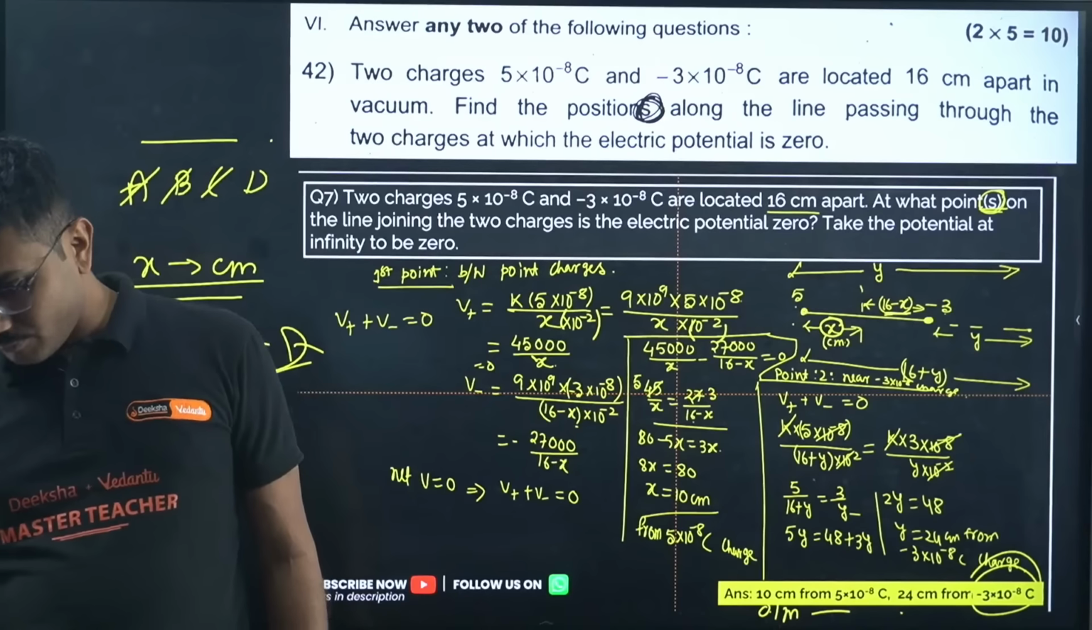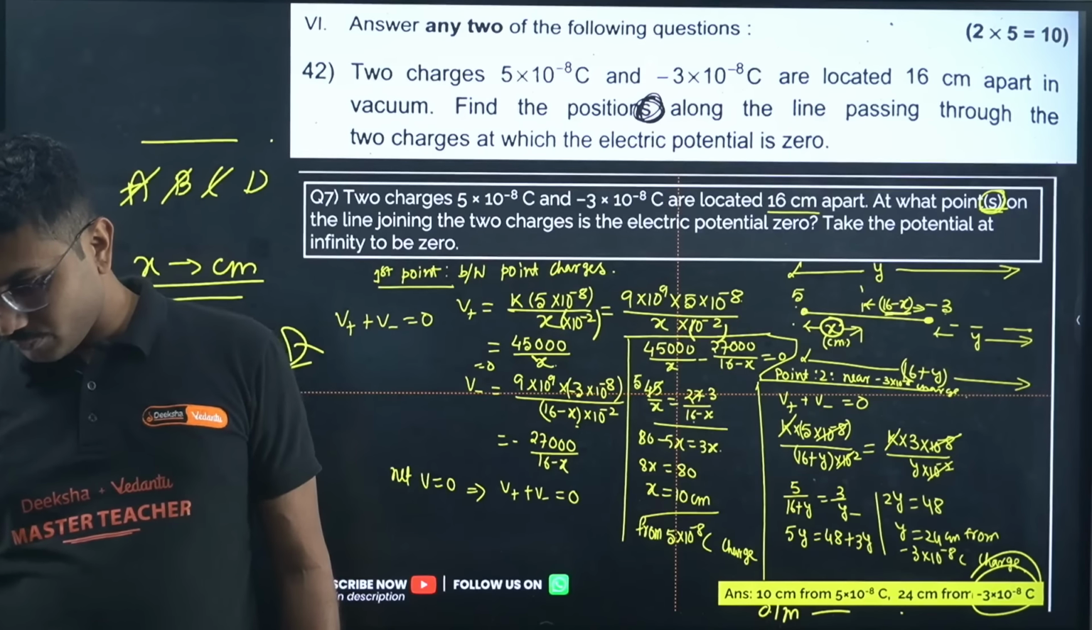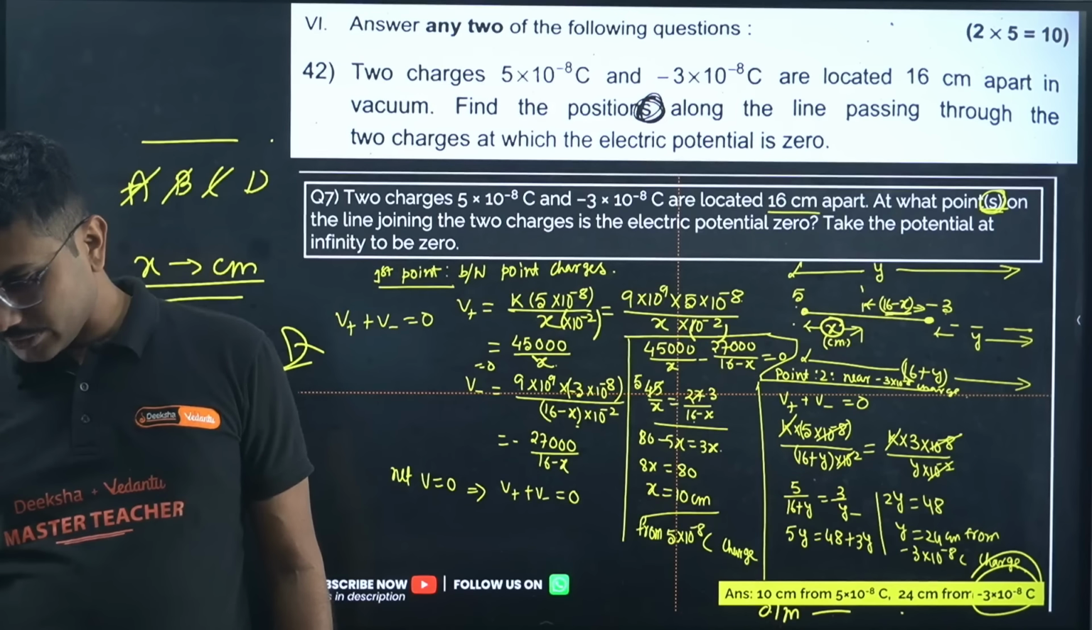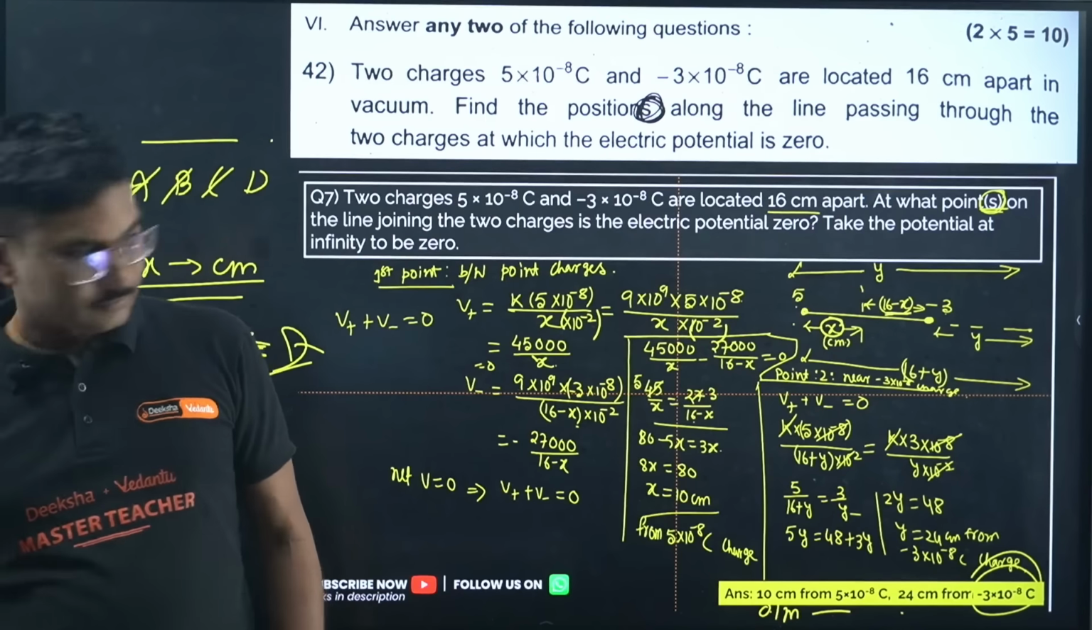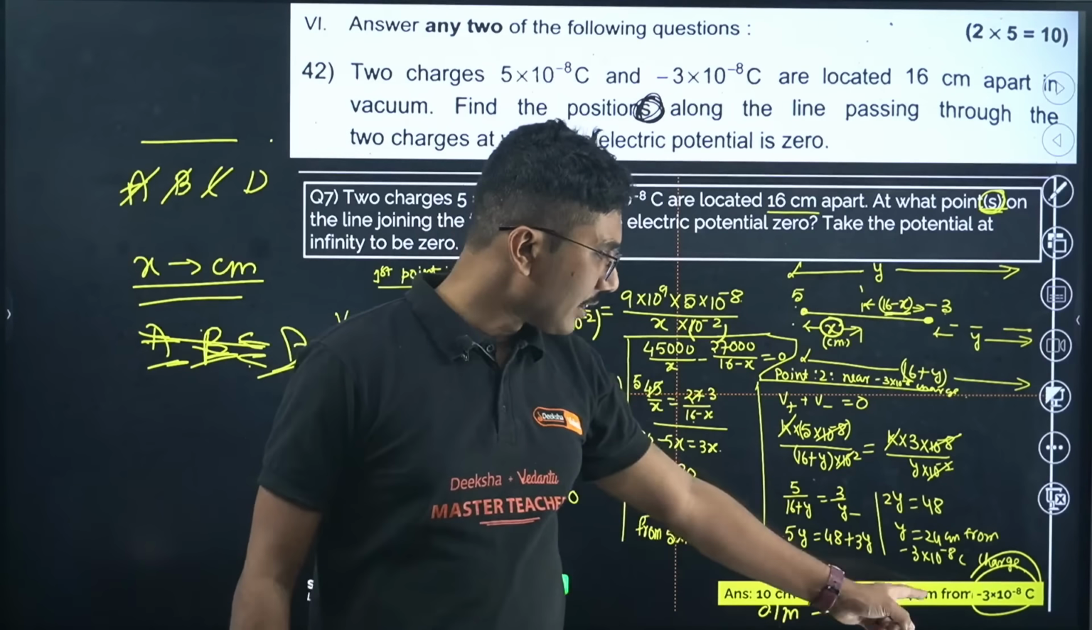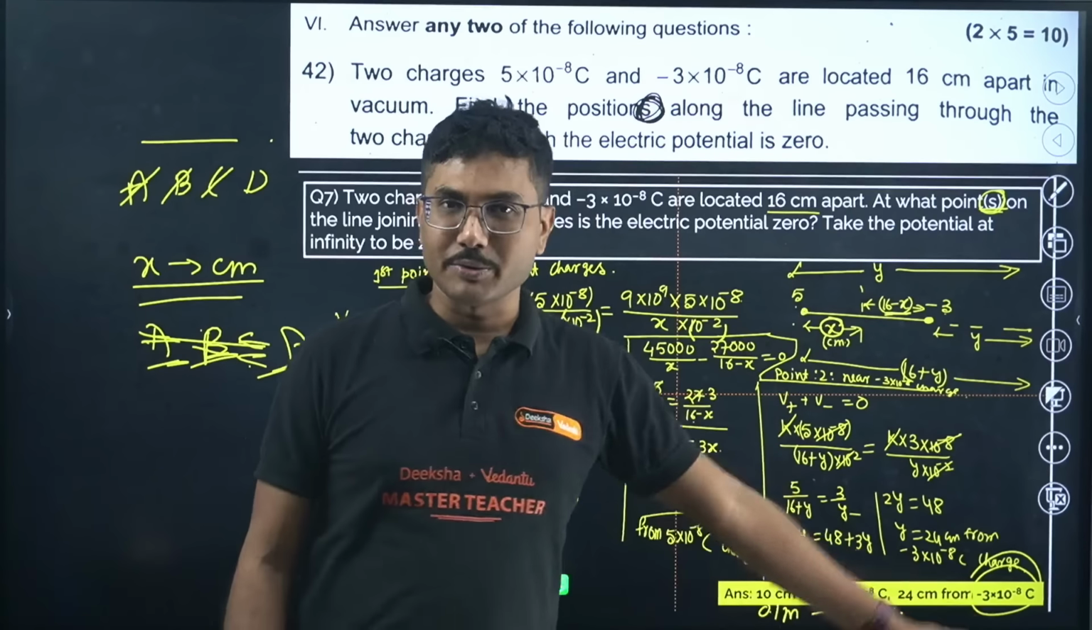Sir, I got 10 for outer and 24 for inner, sir. Yes, you will get full marks. So that is the answer, 10 and 24, but mention the distances from where you are measuring.